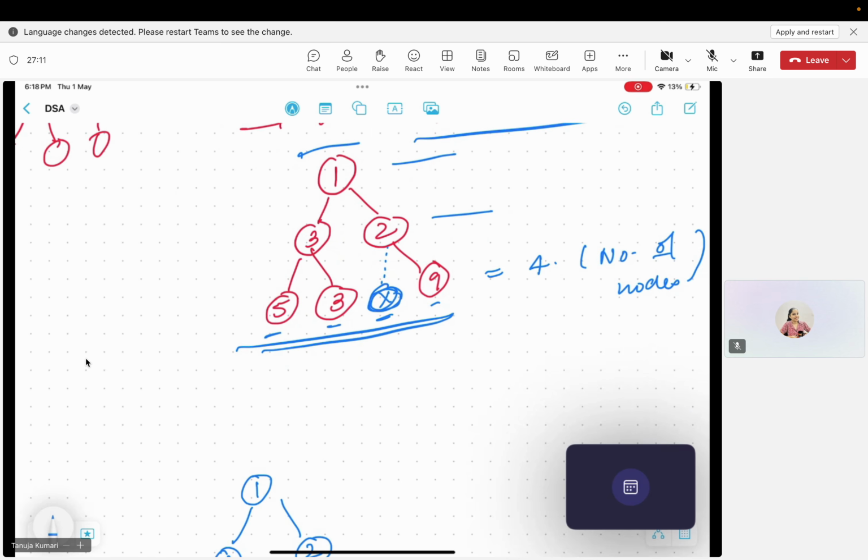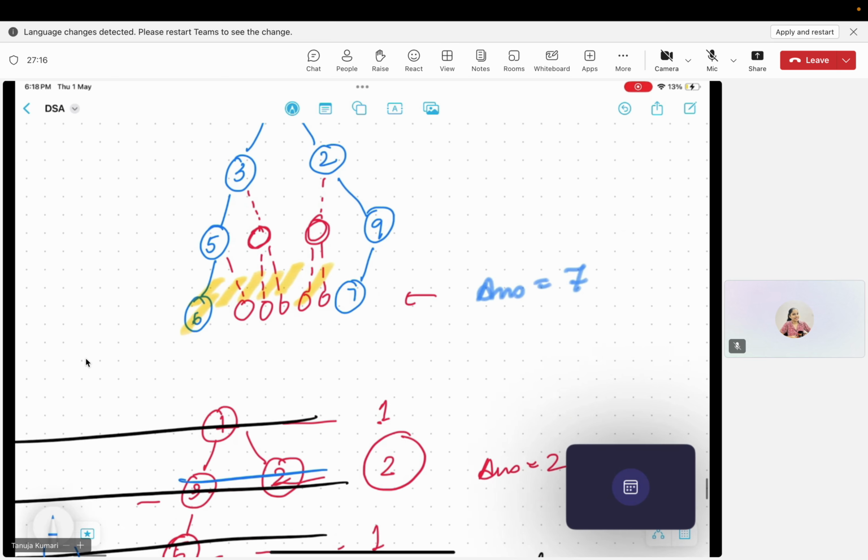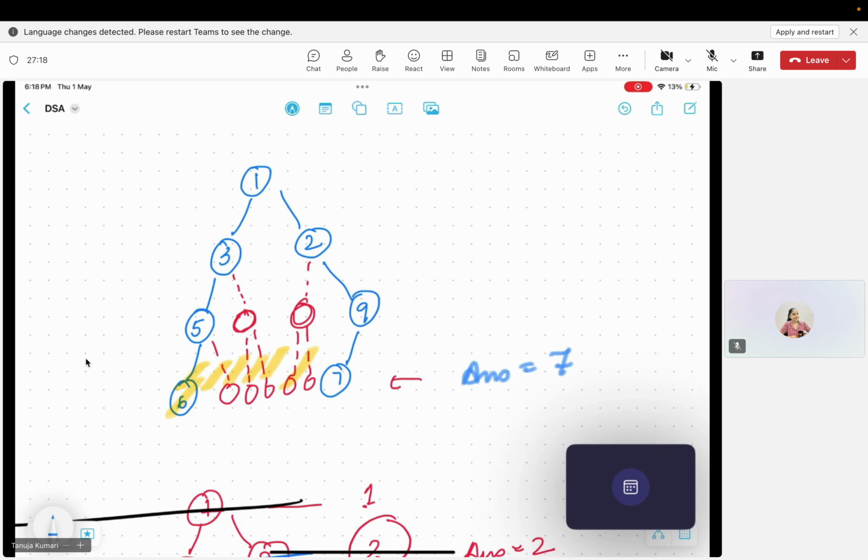the maximum width among this level is 2, among this is 1, this is 4, so the answer would be 4. These are some of the sample cases which are provided in the example. If this would have been a complete binary tree, all these nodes would have been present. The maximum width 1, 2, 4, and the maximum width here is 7.